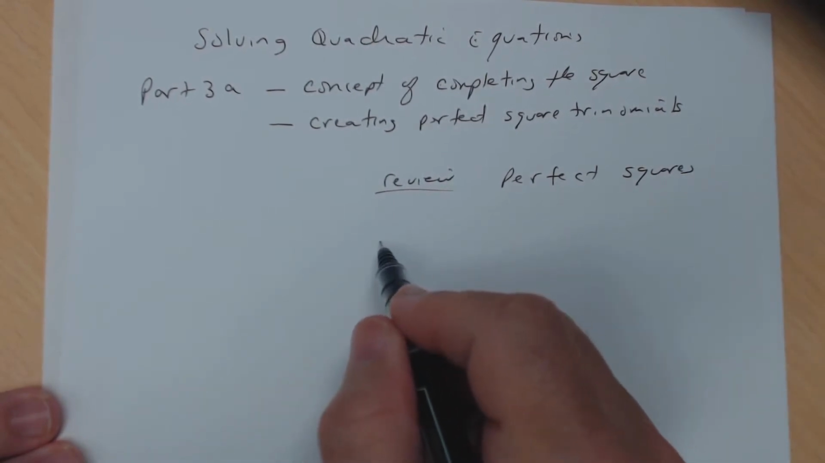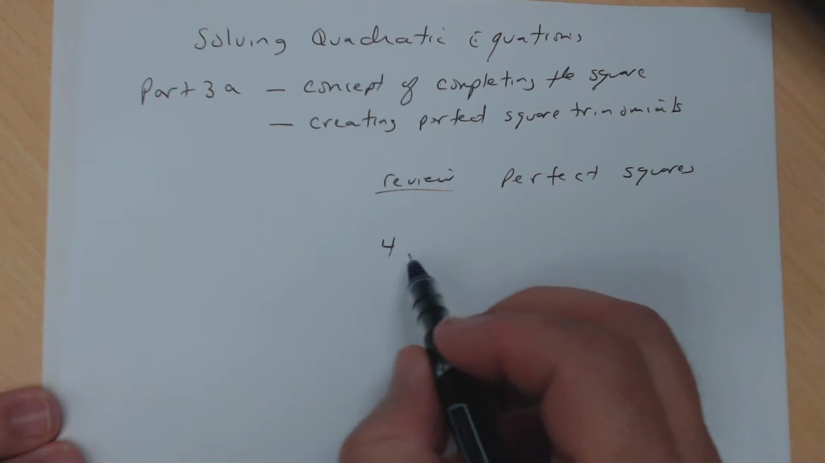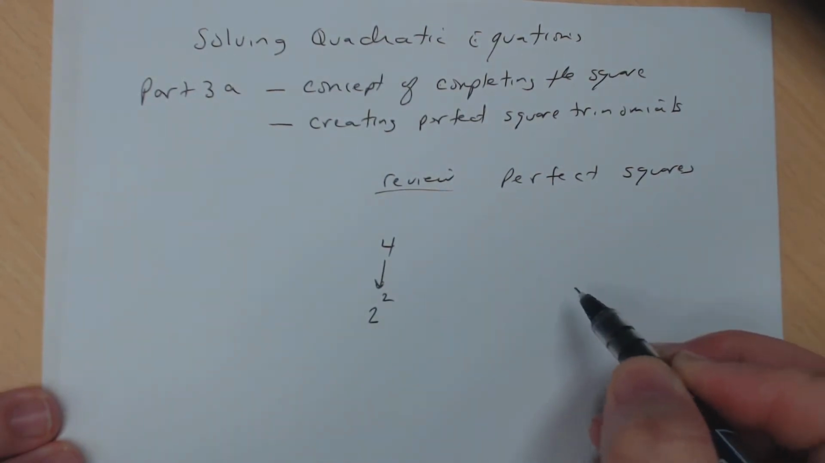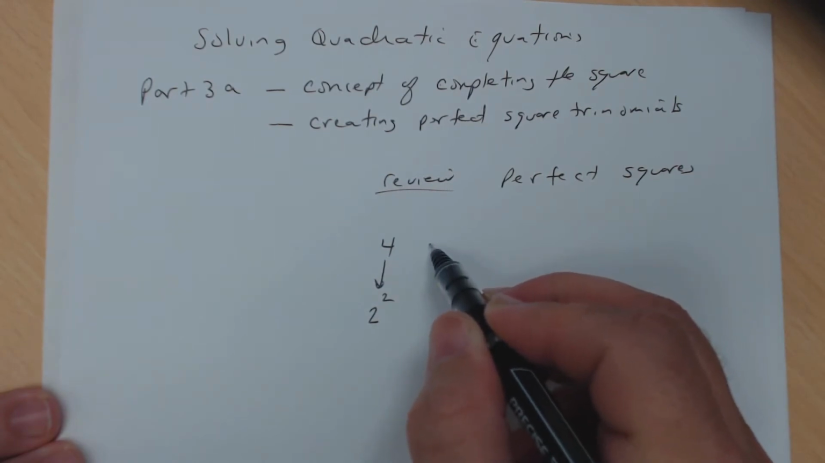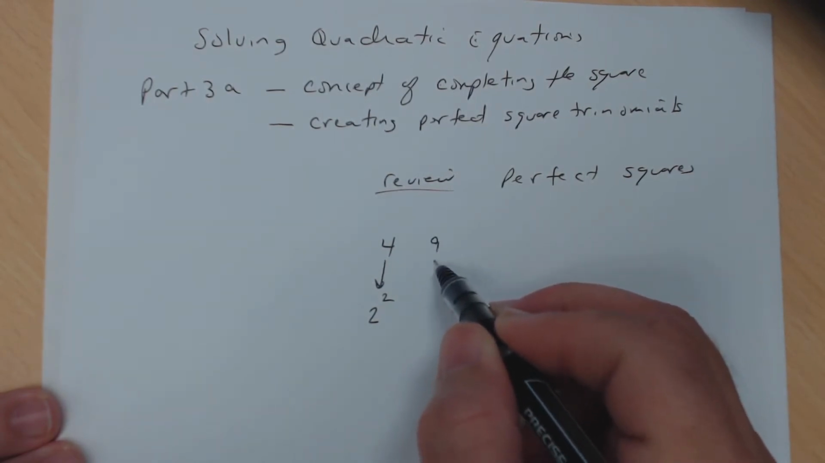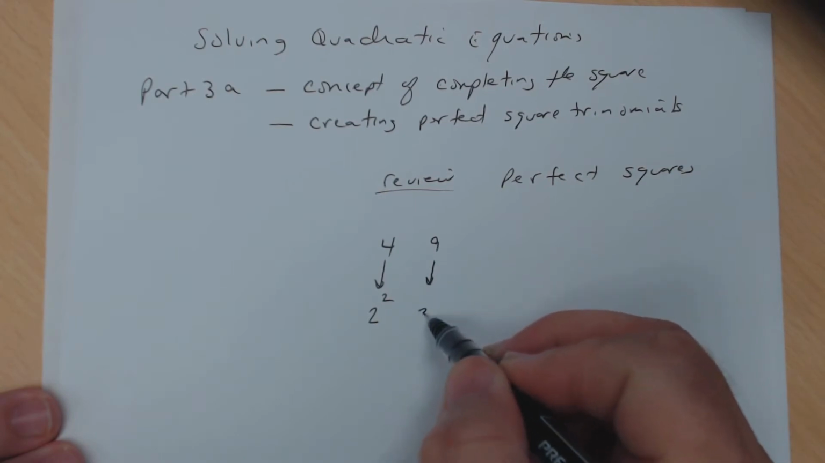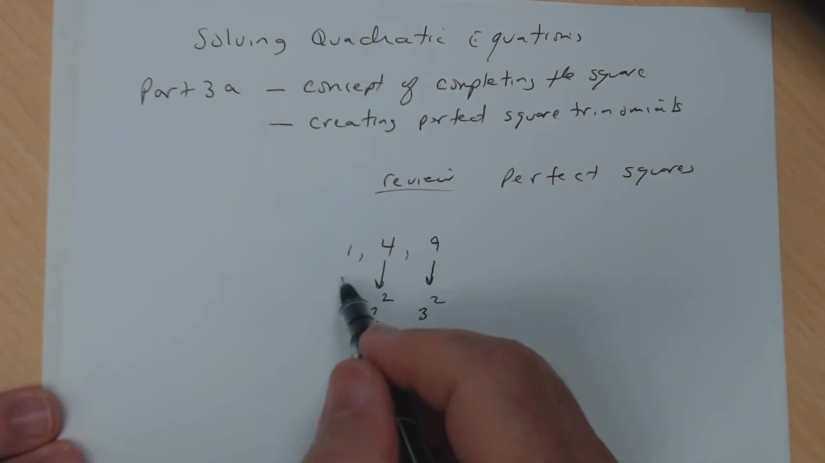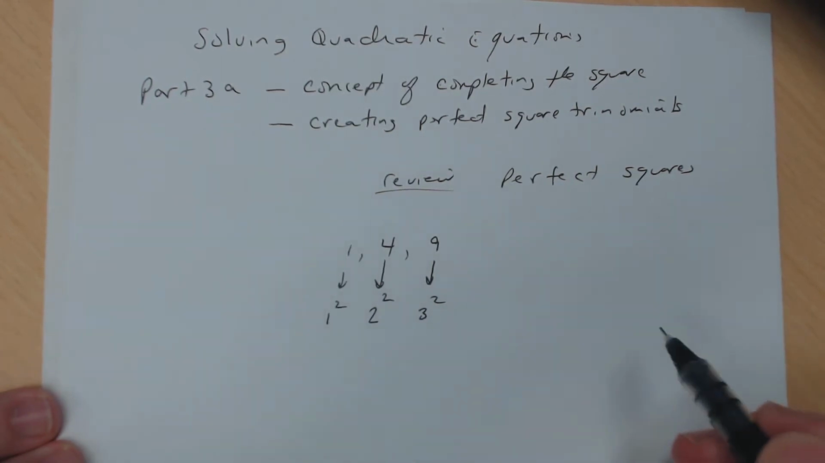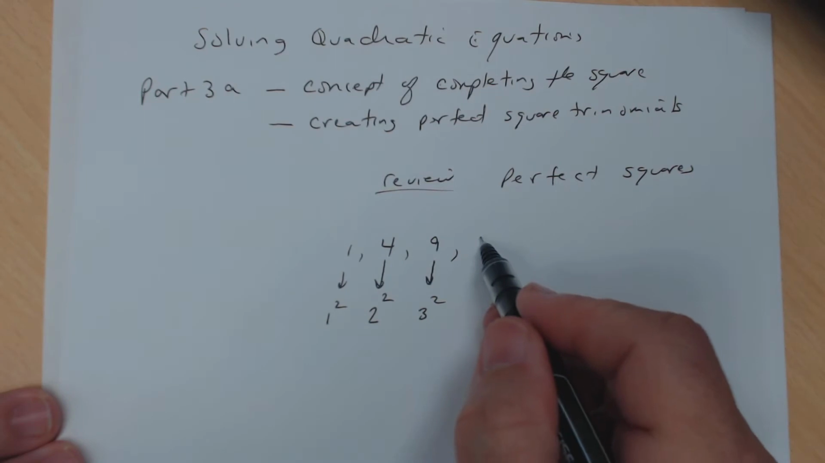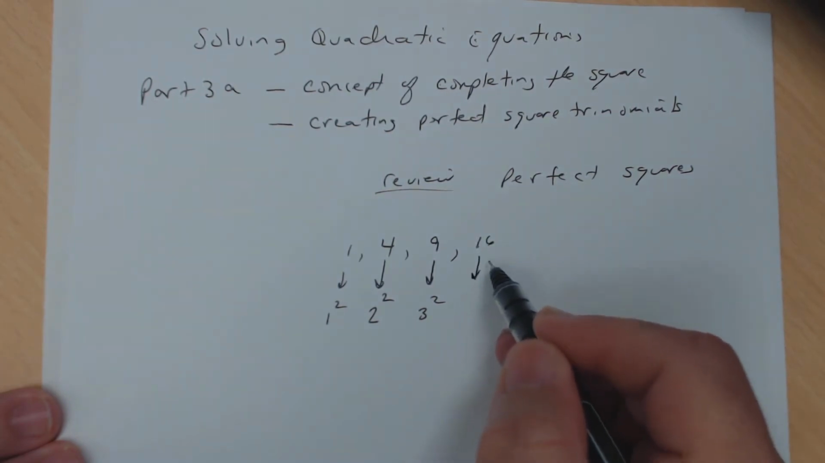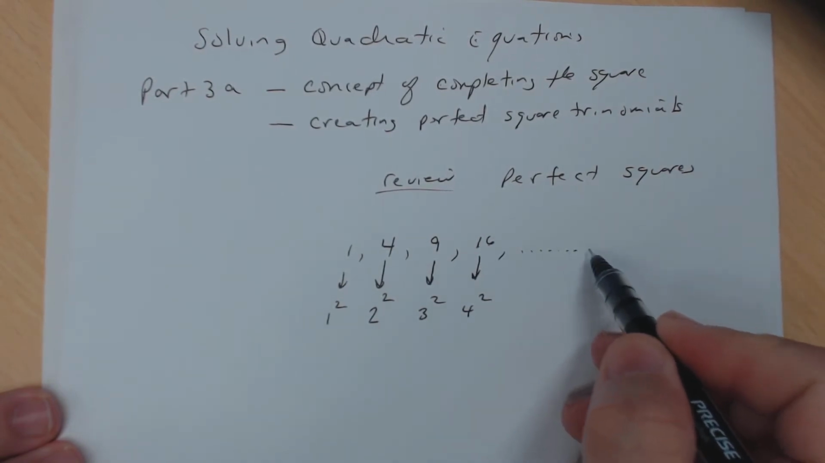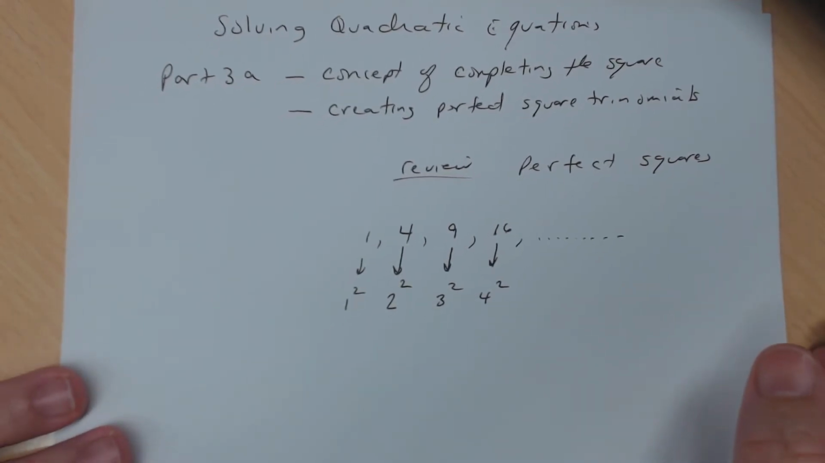So 4 is a perfect square because I can write 4 as some whole number squared. 9 is a perfect square because I can write 9 as some whole number squared. 1 is a perfect square because I can write 1 as some whole number squared. 16 is a perfect square because I can write 16 as some whole number squared, and so on. So there is an infinite number of perfect squares.